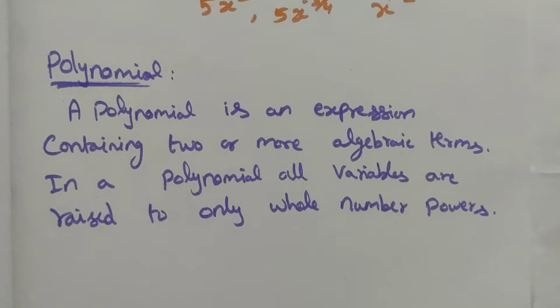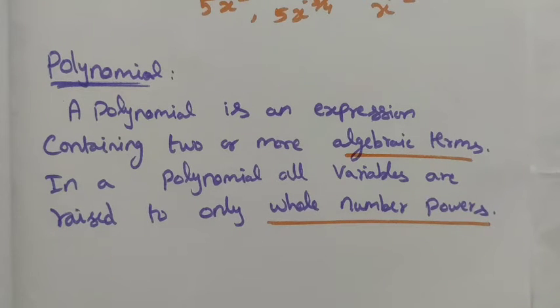Next we see the polynomial. A polynomial is an algebraic expression that contains 2 or more algebraic terms. In a polynomial, all variables are raised to only a whole number power.